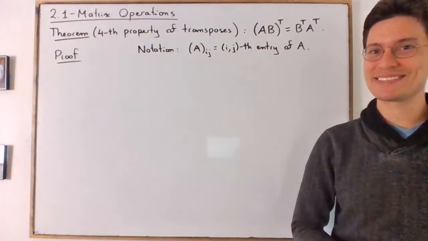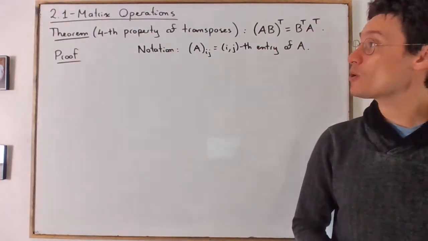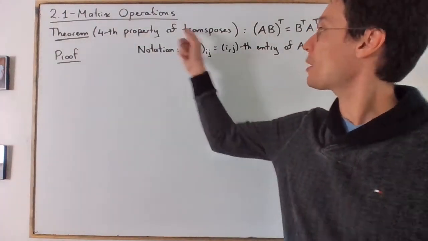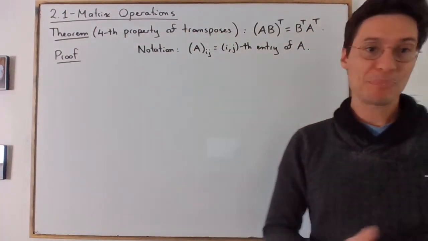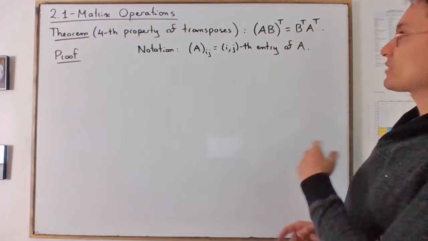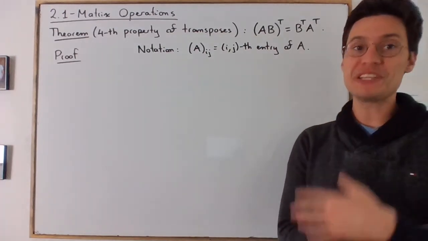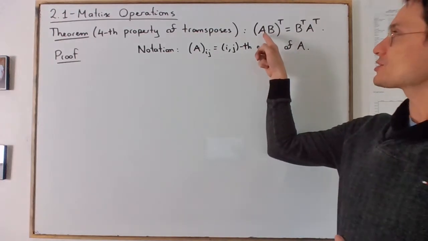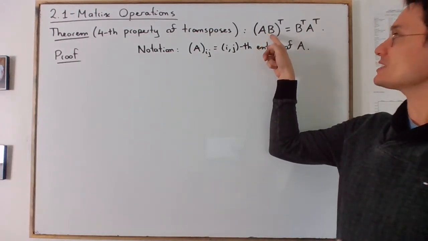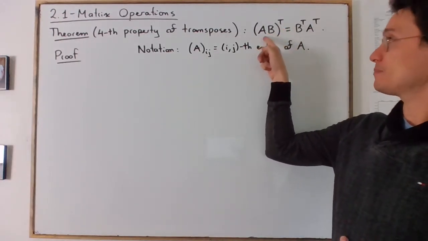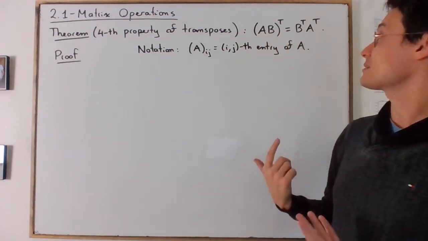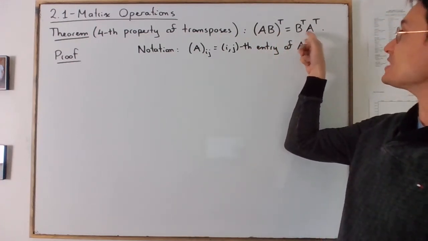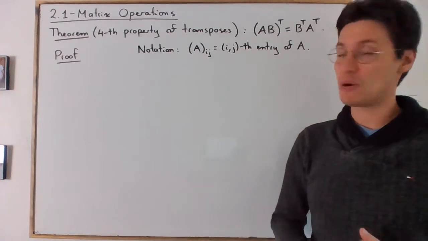Hi linear algebra students. In this video, I will prove the fourth property of transposes, the hardest one to prove. So watching this YouTube video and taking notes is mandatory. I'm going to prove that the transpose of AB, which of course assumes that A times B is defined, is B transpose times A transpose.